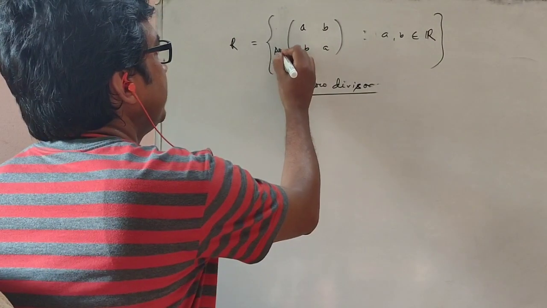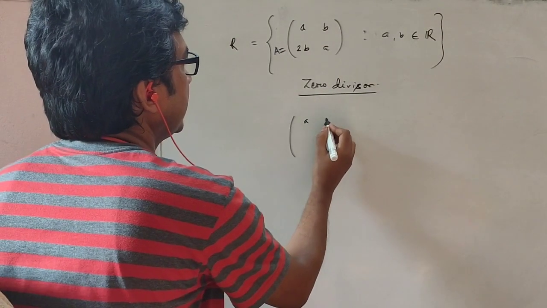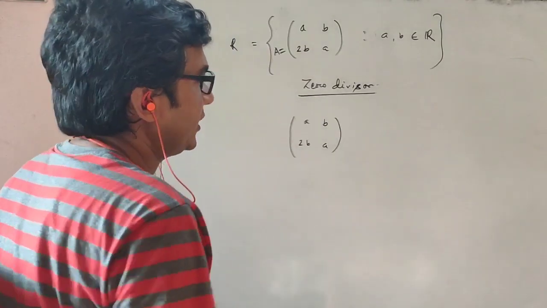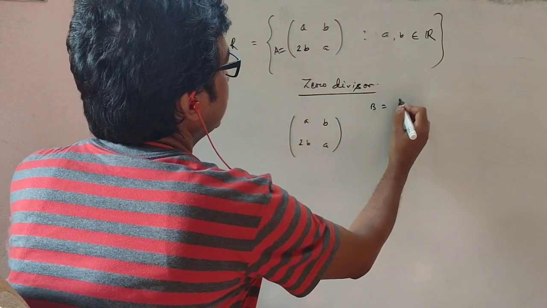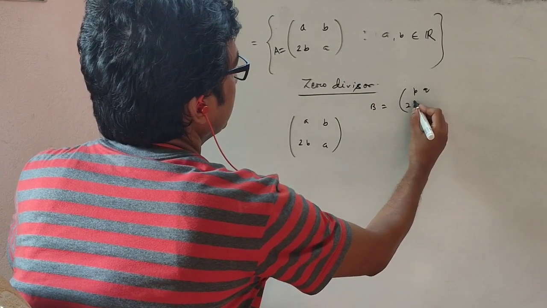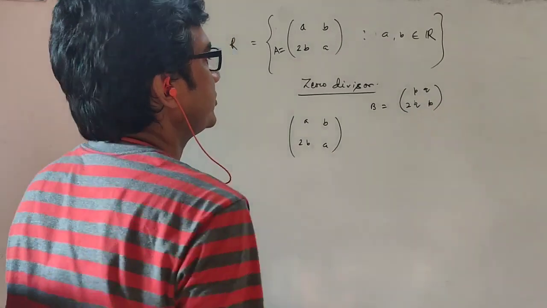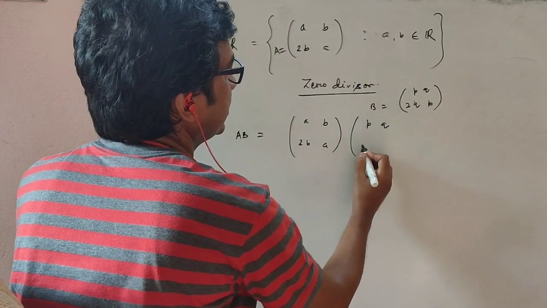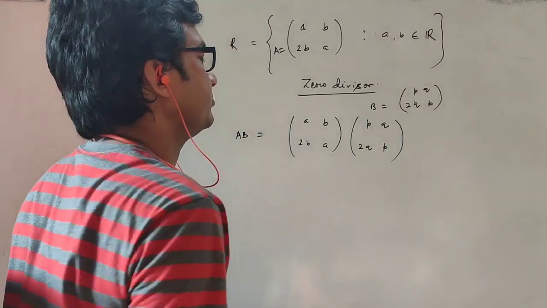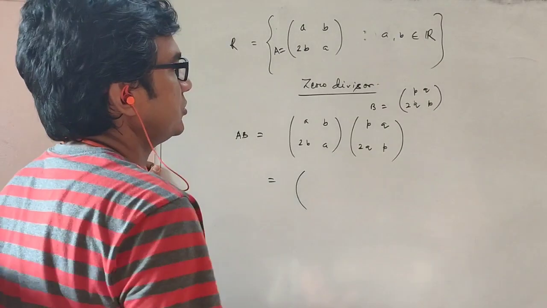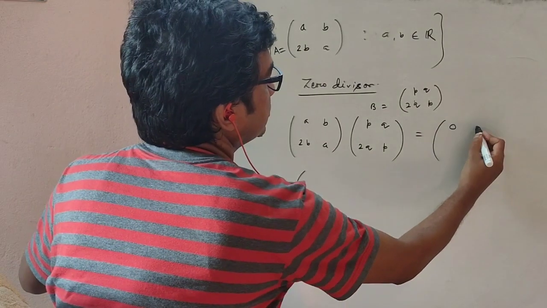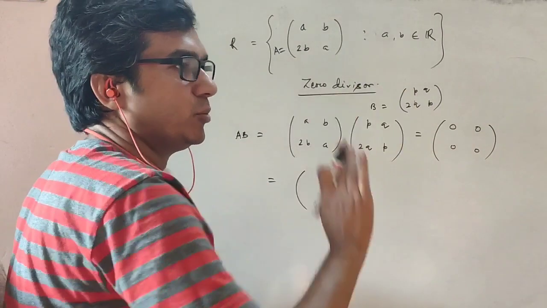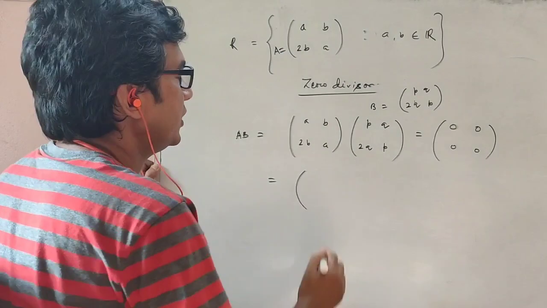Let this element be A, B, 2B, A, and consider an element B equal to P, Q, 2Q, P. Then AB equal to PQ, 2Q, P equal to 0 0 0 0. The multiplication of two non-zero matrices is a 0 matrix. We assume it.